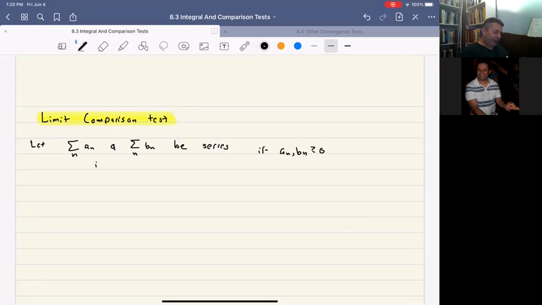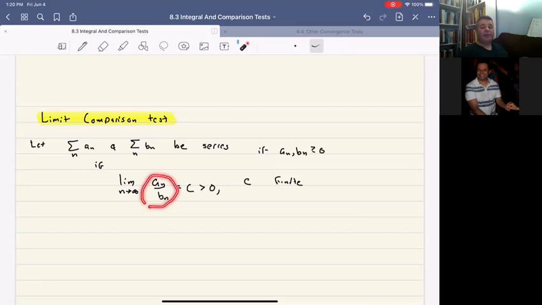Okay? If the limit as n goes to infinity of a sub n over b sub n equals some c that's bigger than 0, but c should also be finite. If it was infinite, then b sub n over a sub n would be 0. So there's some symmetry there. You don't have to choose which one's on top. Either one should work. Then either they both converge or they both diverge.